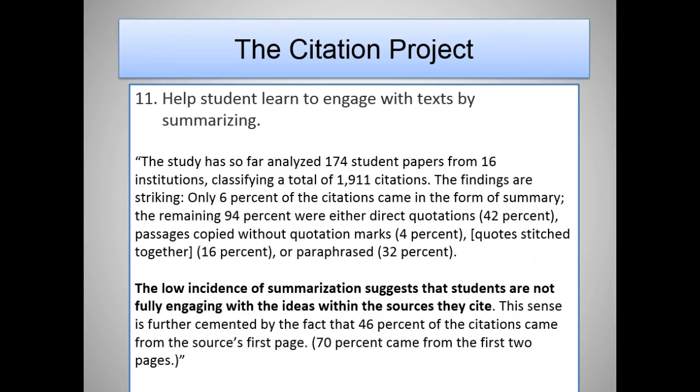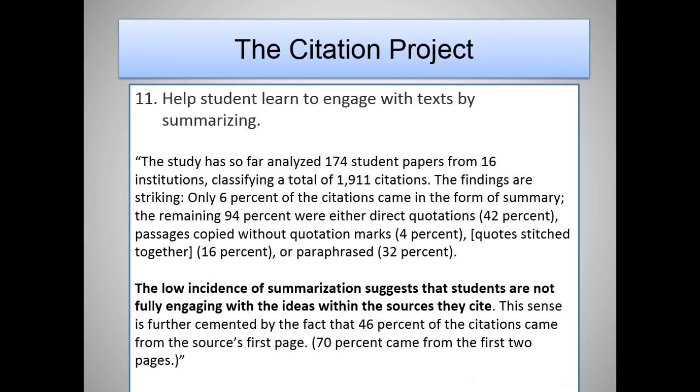turnitin.com. Interesting anecdote from the Citation Project. So again, if you want all the sources for these, but if you just look up the Citation Project, you'll find it. I think we can really help students do better by helping them with their citations, and that means helping them learn to summarize. So I found this really interesting, right? They've studied all these papers, many thousands of citations that came from these papers, and what they found is only 6% of the citations were in the form of summary.